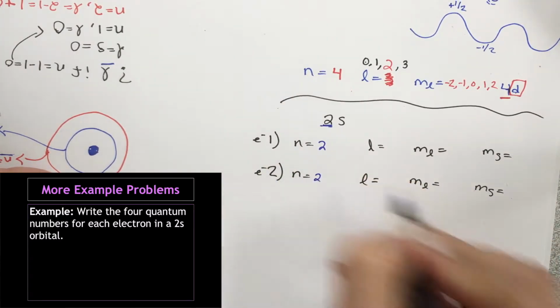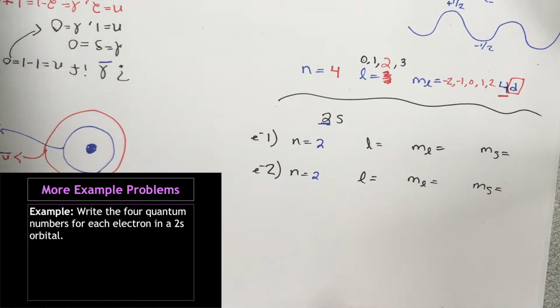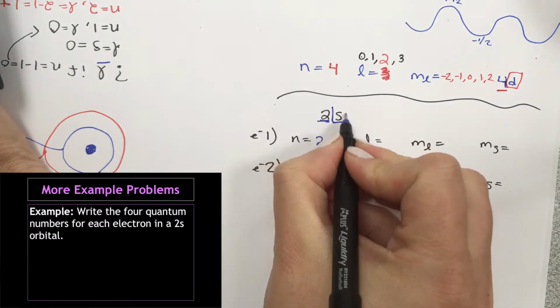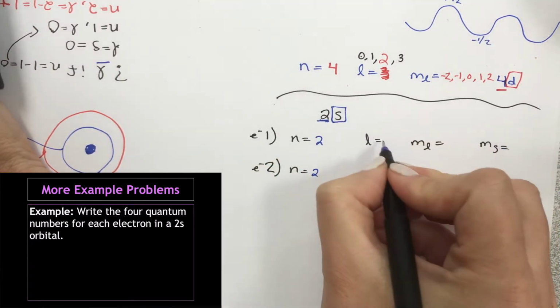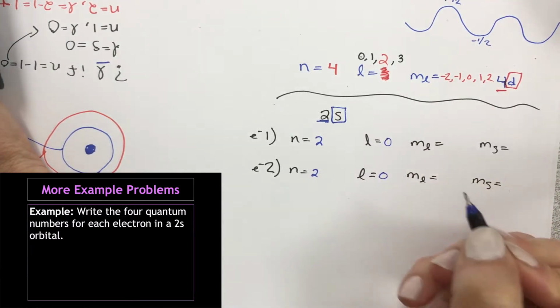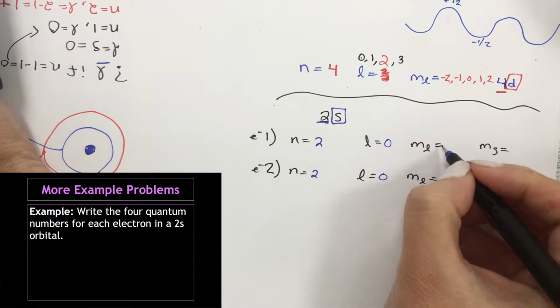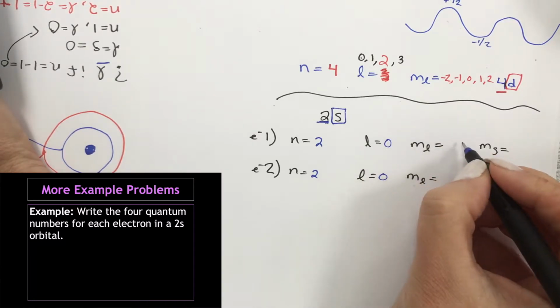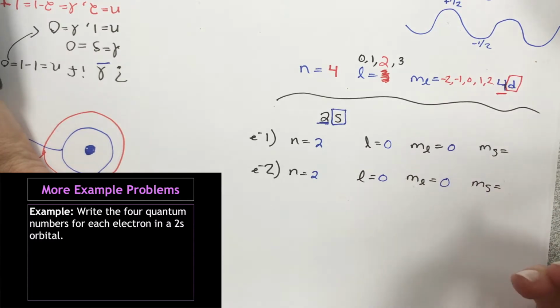That tells us, that's super easy, okay? You should always get at least part of these correct because they're really easy. This is S, remember S is 0, P is 1, D is 2, F is 3. So this is 0, okay, for both of them. M sub L, remember, is negative L to positive L. Since it's 0, it's going to be 0 as well for both.